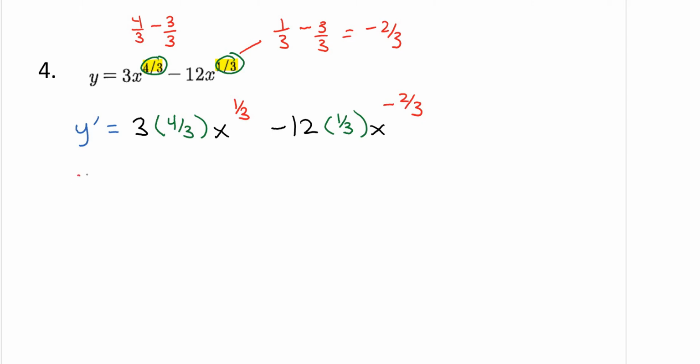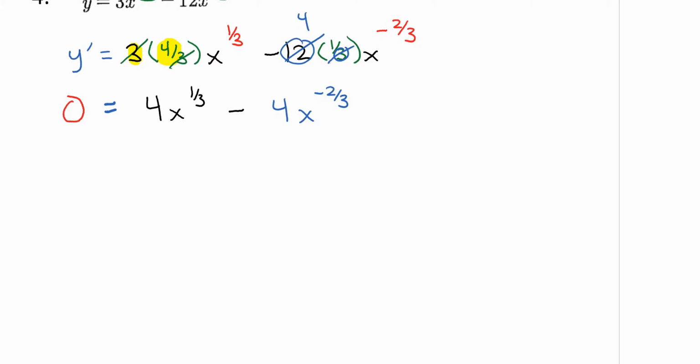And then I'm taking my derivative and saying that equal to 0, and then I need to simplify the right hand side. So 3 times 4/3, you'll notice that the 3's will cancel off, giving you a 4. So 4x to the power of 1/3 minus, and then this 12 and 3, 12 divided by 3 is 4, so that's going to be 4x to the power of negative 2/3. Okay, so now I have this expression right here, and I need to set this equal to 0.